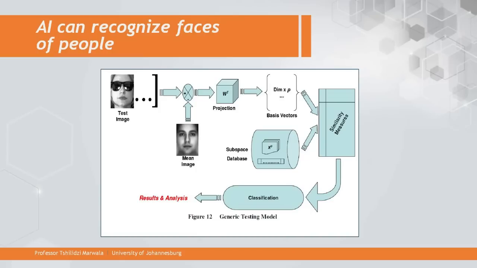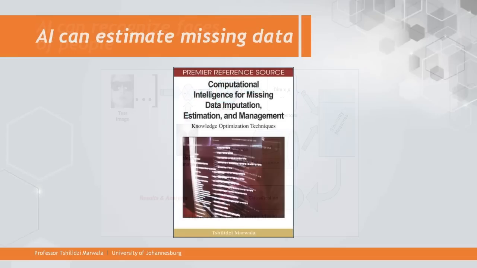This is a book that we wrote on how you can use artificial intelligence to predict missing information. Again, we use an autoencoder which is able to replicate what it has seen. And if one of the variables is missing, you search for the variable that is missing until it is able to reproduce everything that it has seen.